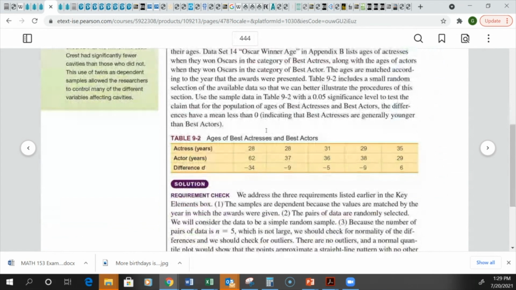And they give you an example. This is one that the exercise is like. This is a really good one. So you have best actresses and you have best actors. These are for the Academy Awards, the Oscars. And these are particular years. And so they're matched pairs. This woman and this man won an Oscar the same year. And you go through and you say, well, subtract them, 28 minus 62, 28 minus 37, and so on like this. And they got these 5 values.